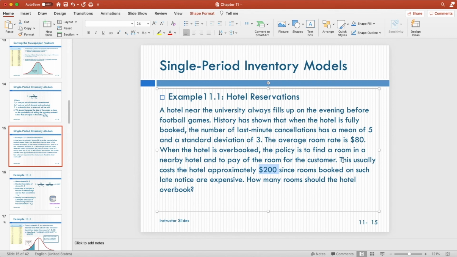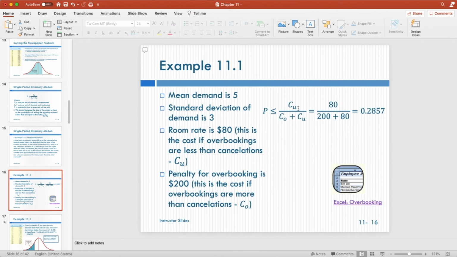If you keep that key sense in your mind, no matter what kind of application or context I change, using intuition you will easily figure out the corresponding cost of understock and cost of overstocking. So in this specific case, the cost of understocking is 80, and the cost of overstocking is 200. Based on our equation, it's very easy to get the corresponding probability, the probability of not running out. Here you see the probability is 0.2857.